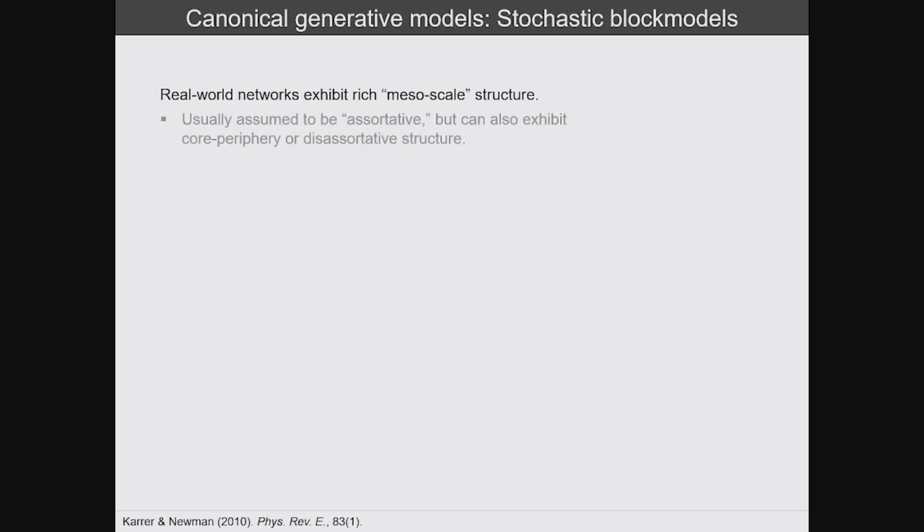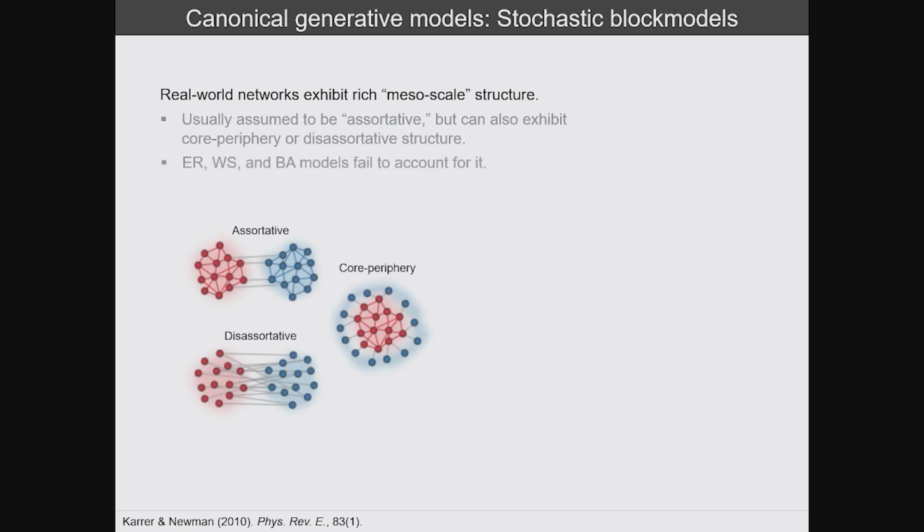Other properties that we can try to seek to replicate with generative models. Real-world networks have rich mesoscale structure. This is one of my favorite topics. They have subnetworks. Usually we think of these subnetworks as being assortative, meaning they tend to be sets of internally dense but externally sparse subnetworks, but they can be other things too. They can be disassortative. So the red subnetwork doesn't connect to itself, but preferentially connects to the blue, or we can have a core-periphery structure. All of the generative models we've talked about so far fail to account for this.